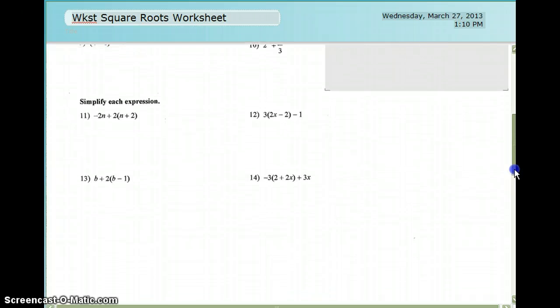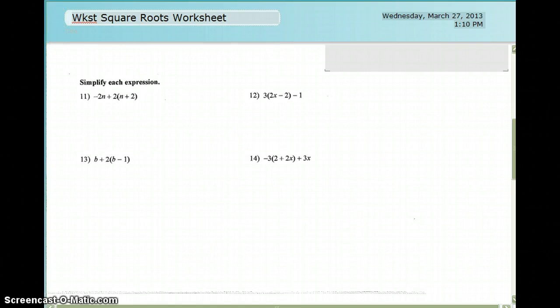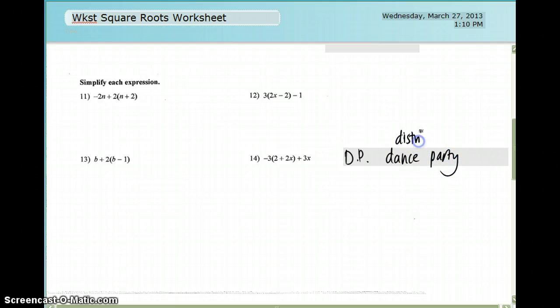Skipping down to the bottom. For number 11, I did that in class, so why don't we try number 14 actually. Number 14, I'm going to use the distributive property, the dance party. So I'm actually going to be distributing, and when I distribute, I'm sharing. I'm going to share and multiply, so that if you kind of remember from our song way back then, we did dance parties, share and multiply.